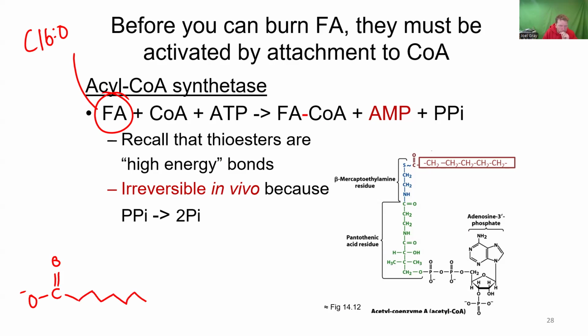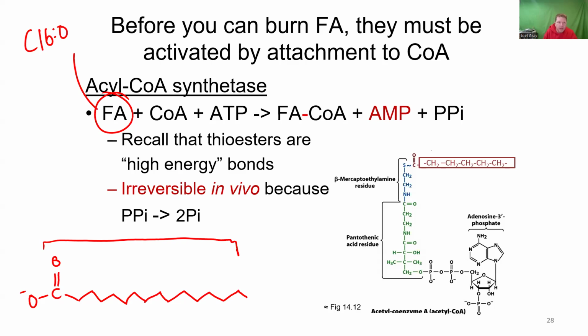1, 2, 3, 4, 5, 6, 7, 8, 9, 10, 11, 12, 13, 14, 15, 16. Okay, so we've got this 16 carbon long molecule. What we want to do is we want to take this end, those 16 carbons, and do something with it.